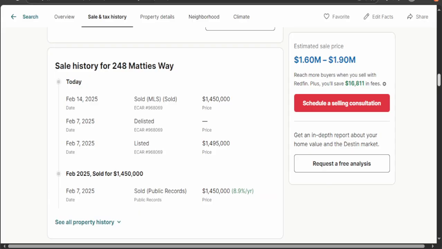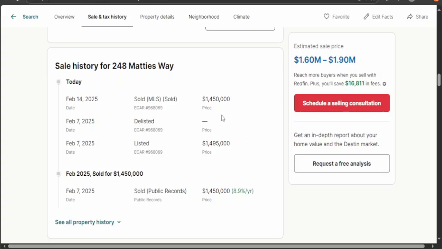Trying to find the listed, sold 1.4, listed sold 7 days later, so that was 7 days on market. So it looks like they kind of just priced it to sell. They just wanted to sell it. They didn't want to put it up at the Redfin estimate at 1.6 and have it listed for 2 years and continue having to drop it. They were probably just thinking, let's just get it sold.